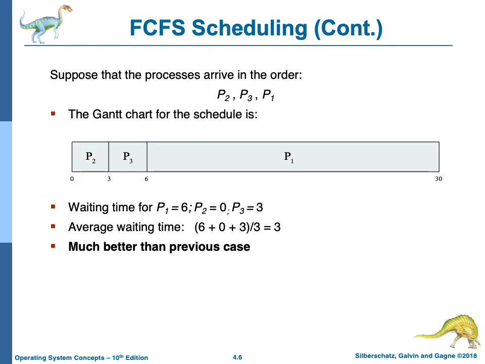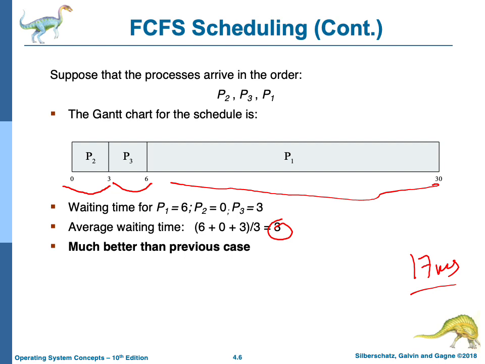Now, if we change the order of arrival of these processes, assuming that they arrived in this order, P2, P3, P1, then P2 will run first for 3 milliseconds, P3 will run next for 3 milliseconds, and then P1 for the entire 24 milliseconds. So this will give us an average of only 3 milliseconds average waiting time compared to 17 milliseconds in the previous case. What did we change? We simply made the shorter processes go first.